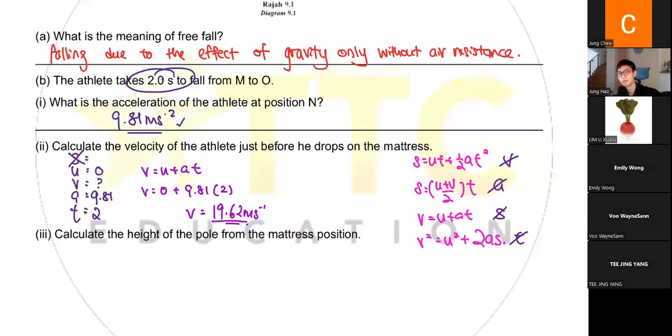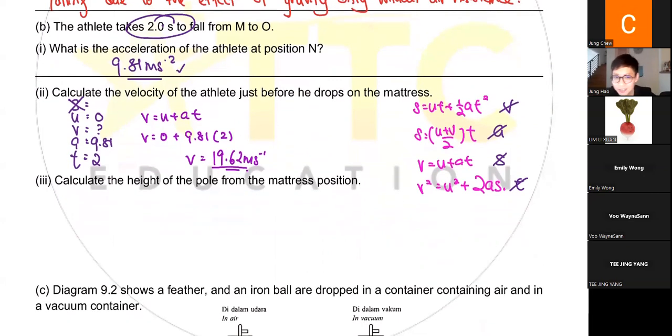Now, guys, you see, all in all, the formulas are the same. We use back the same formula, the same information, the same everything. Then we go to the next part: calculate the height of the pole from the mattress position. So what formula again? There's no new formula, right? It's still the same SUVAT method.